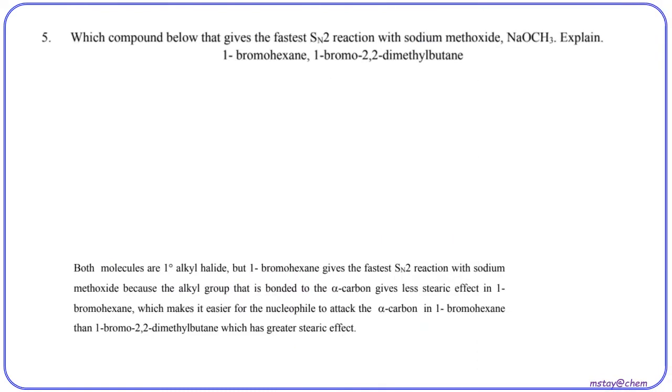Question number 5. Which compound below gives the fastest Sn2 reaction with sodium methoxide? So sodium methoxide is NaOCH3. Why do we call it sodium? Because we have Na. Why is it methoxide? Because we have a methyl group attached to the oxygen. So when we have oxygen, it always ends with oxide. One carbon is meth, so that's why NaOCH3 is known as sodium methoxide. And then explain. So 1-bromohexane is a primary haloalkane.